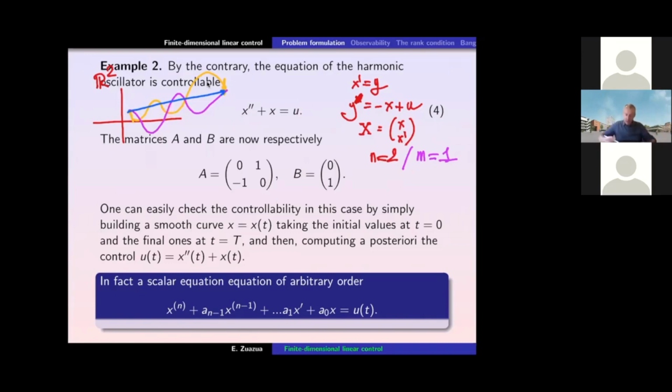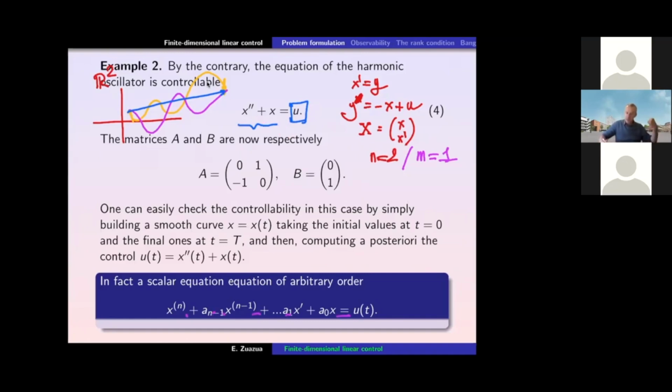So you see, this is a trivial situation in which you can build a trajectory. So the controllability of the system is obvious. You can build a trajectory and just do it. And out of that, you can read off the control as being the output of a differential operator on the trajectory. So this is a very nice example to see that the controllability is not a matter of dimensions.